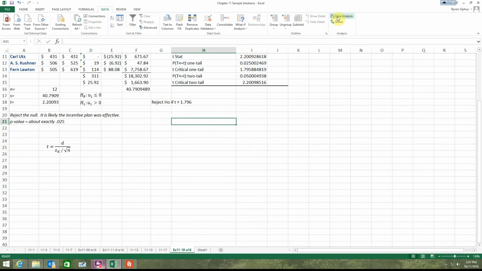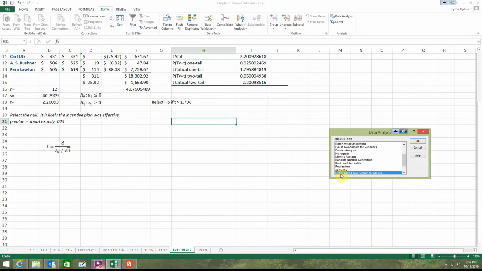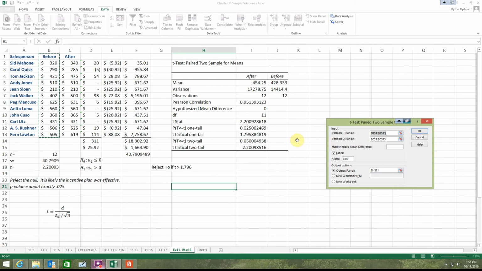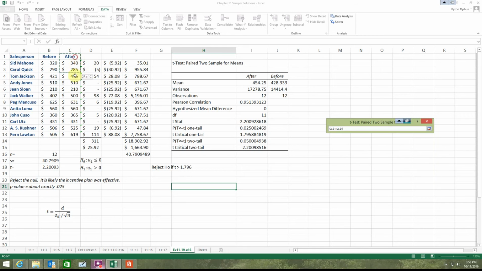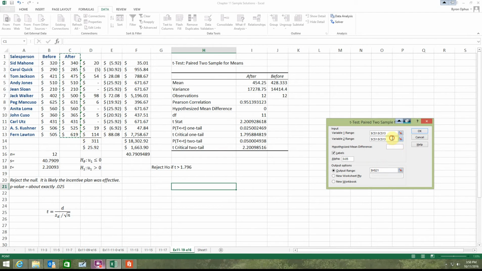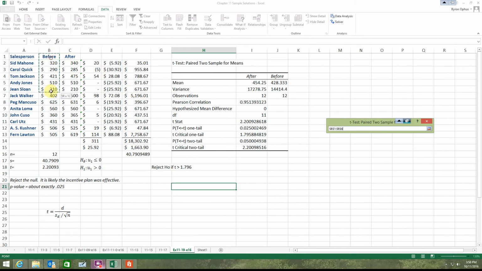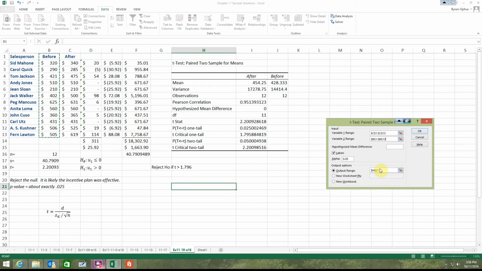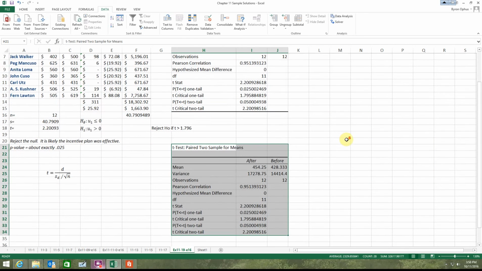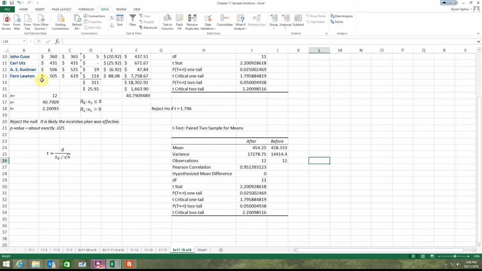Okay, so again, data analysis, t-test. That's why I do the work there, just because now I can tell. So I'm going to do my after first, and then my before. Okay, 0.05, labels. I've got the right spot. There we go. Okay, so my calculated t-statistic is 2.20093. Isn't that amazing how it's exactly the same? I'm going to reject it if it's 1.79.